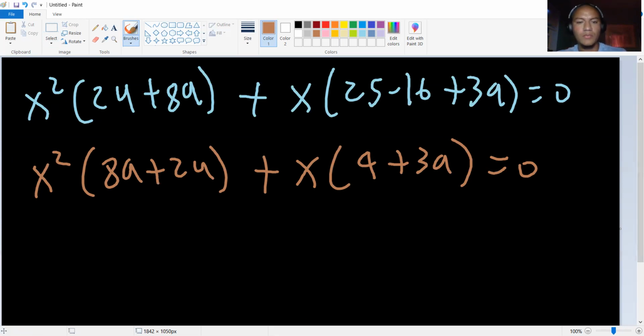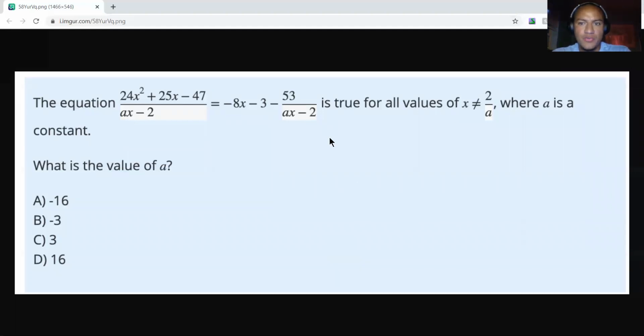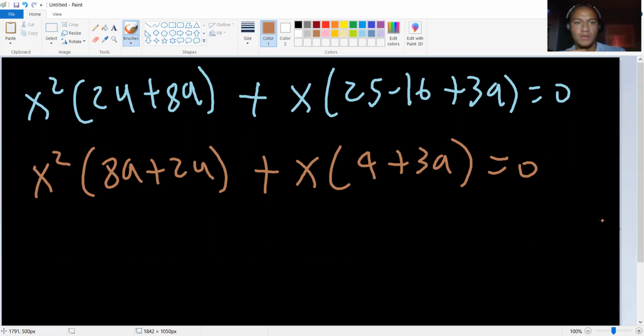Okay, so the original question, now we can actually solve the question. Let's go back and let me share the image. It said this equation, the one that I just simplified, is true for all values of x where a is a constant. What is the value of a? No matter what value of x you put in, you're always going to get true. Here's what I mean. If we can make 8a plus 24 and 9 plus 3a equal 0, then you will always get x squared times 0 plus x times 0 equals 0. And no matter what x you put in, you'll always get 0.